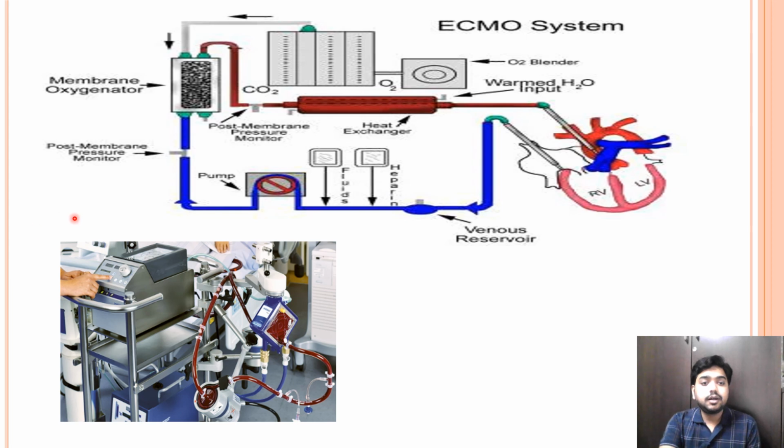So this is the original device, and this is the flow diagram, where this is a membrane oxygenator. From there it goes directly into the aorta, and this is the cannula in the superior vena cava and right atrium. From here it goes into that pump, which works on centrifugal force, and the pump pushes blood into the membrane oxygenator. So the circuit keeps going.